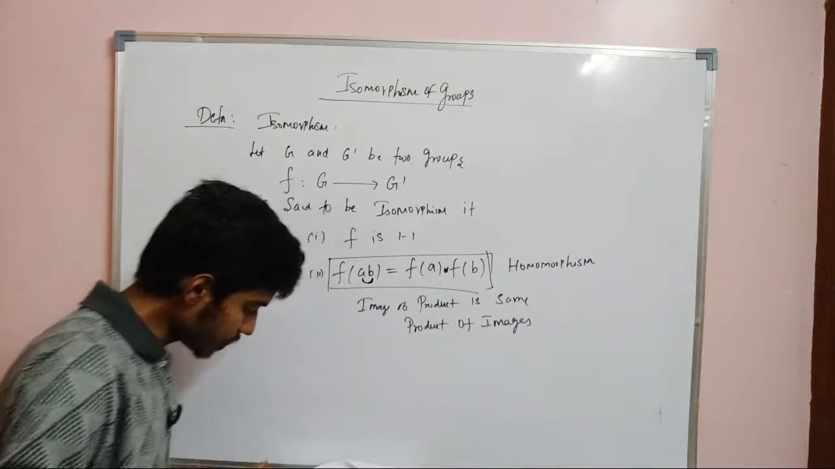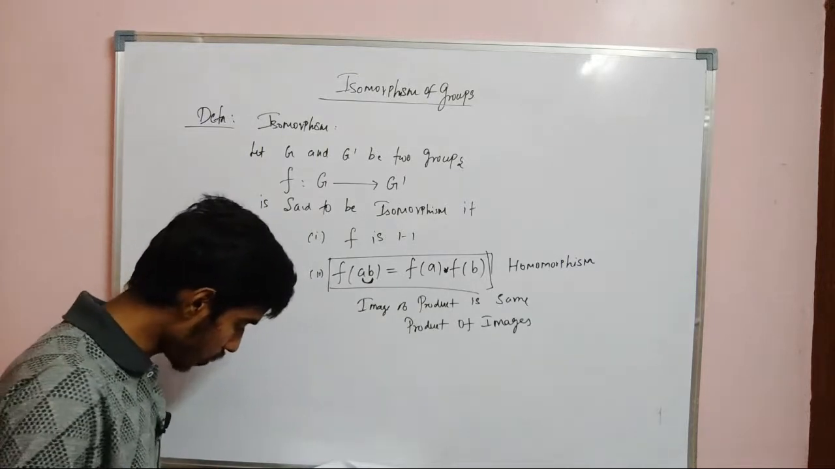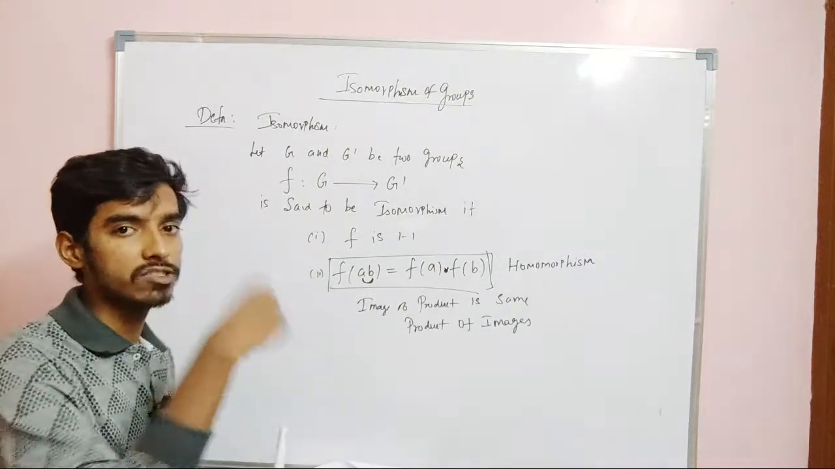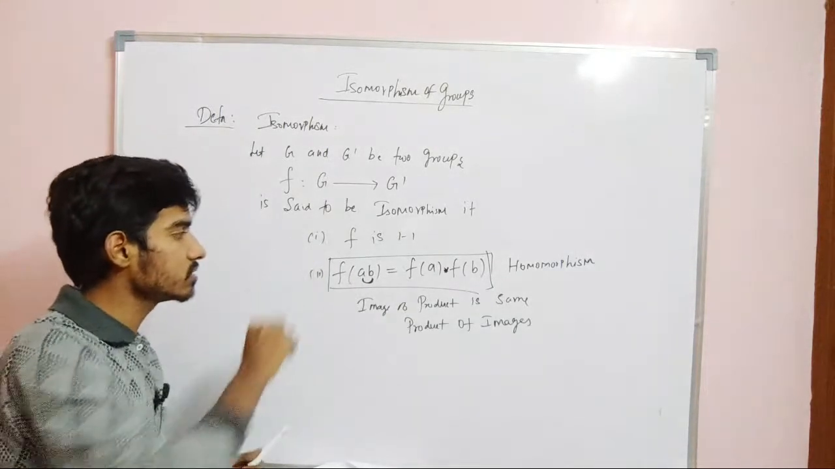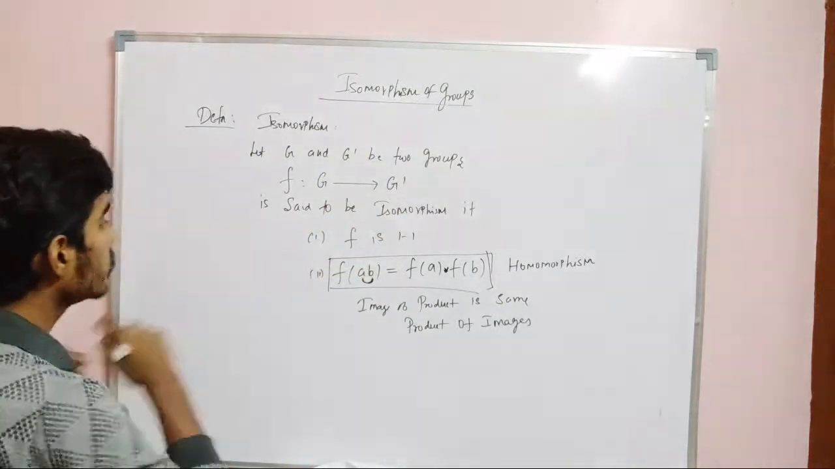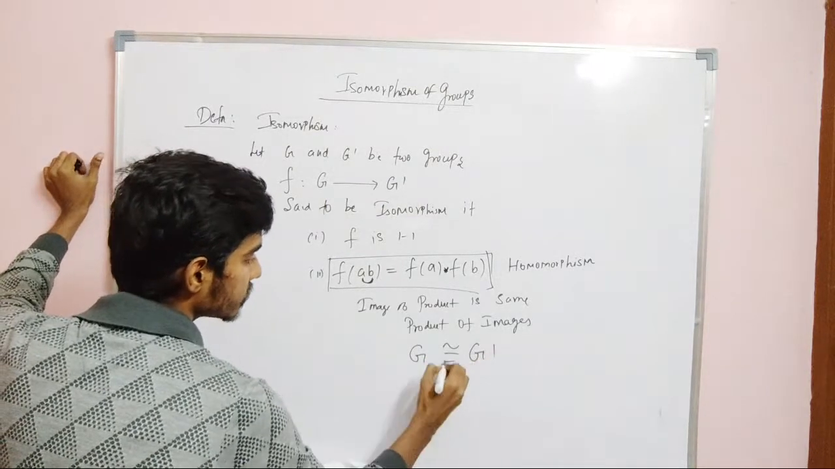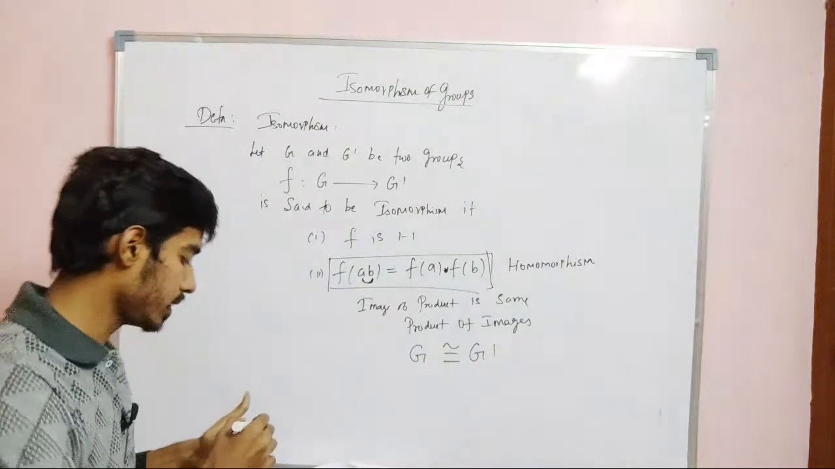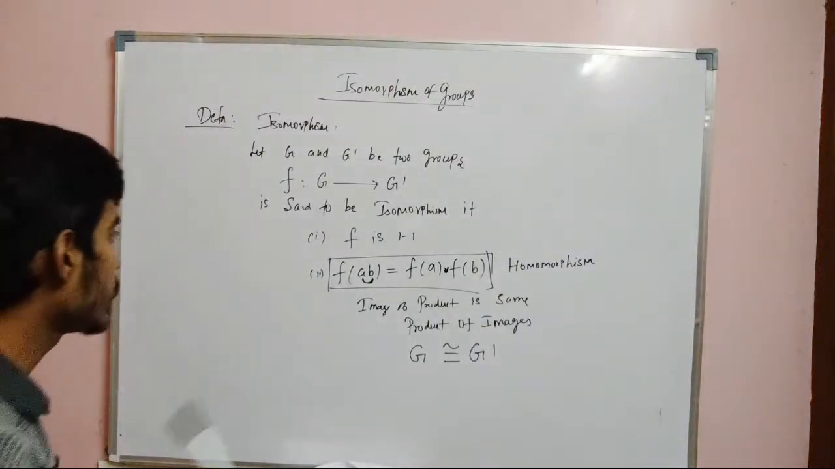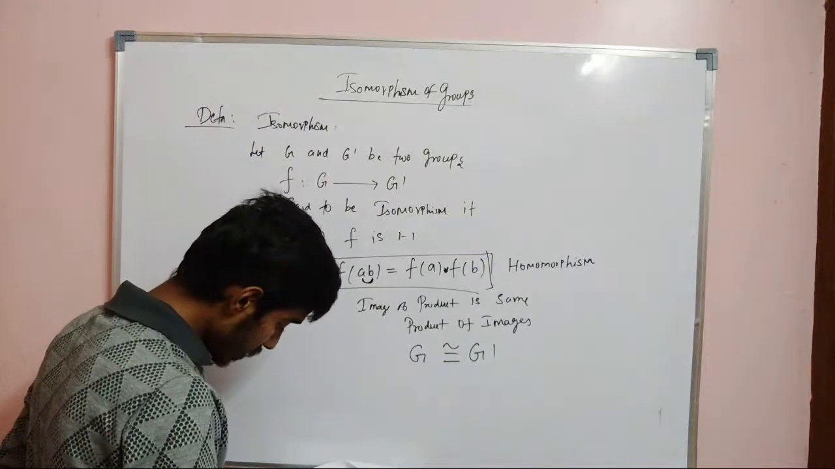So if there exists such a map, then we say that both are isomorphic. If we can find a function from G to G dash that satisfies these two conditions, then we say the two groups are isomorphic. We will write G is isomorphic to G dash. So if we can find a mapping F that is a homomorphism and 1 to 1, then the two groups are isomorphic.